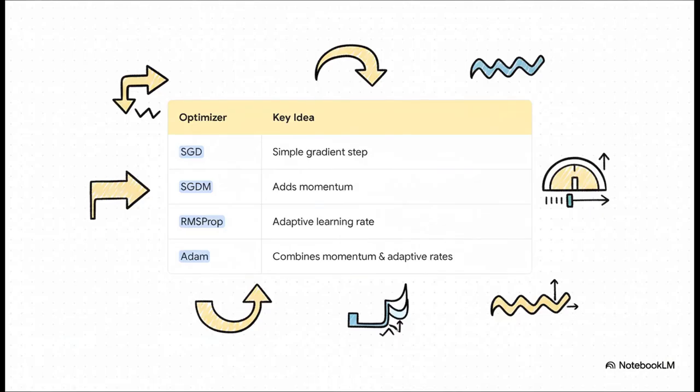So let's just quickly trace that evolutionary path one more time. We started with the super simple one-step-at-a-time SGD. Then we gave it a boost with momentum to make it faster and tougher. On a totally different branch of the family tree, we got smarter with adaptive learning rates, leading to RMSProp. And finally, Adam came along and basically merged those two branches, combining the speed of momentum with the smarts of adaptive rates to give us the powerful tool most people use today.